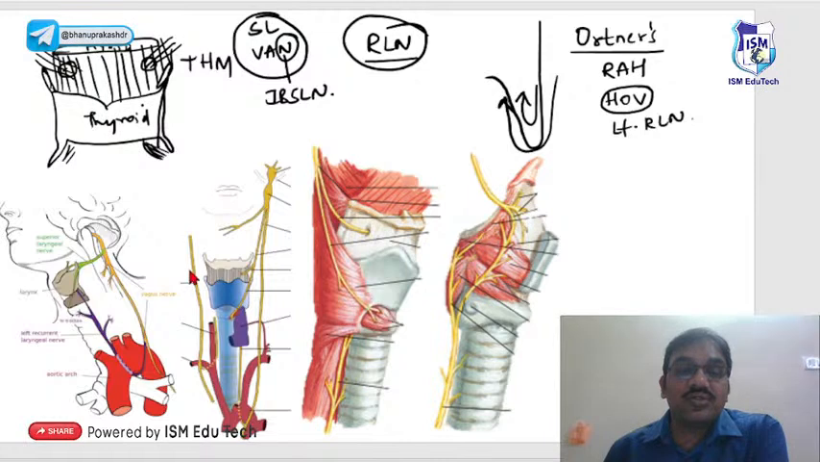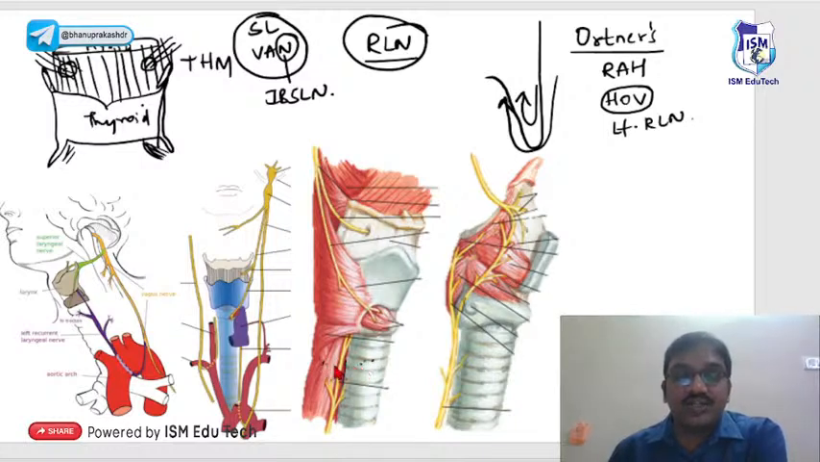Whereas on the right side, you can see it is recurring around the right subclavian artery. So obviously your subclavian will be lying above the level of the arch of aorta, right? So the right is recurring around here. Once these two nerves recur, they will lie in between the trachea and esophagus. You can see here, this is the trachea and this is the esophagus.